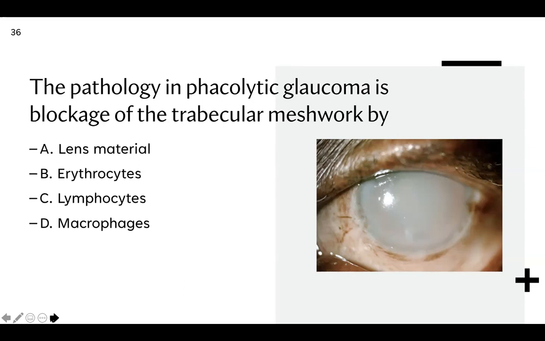5 seconds left. Time up. The correct answer is macrophages. 52% have got it right. So the macrophages are large in size and they block the openings of the trabecular meshwork, leading to raised IOP. Moving on.